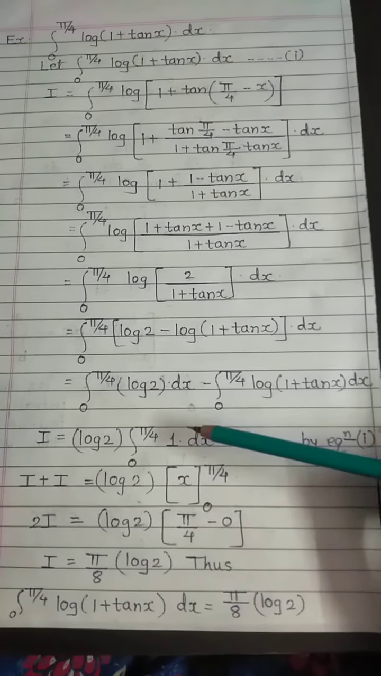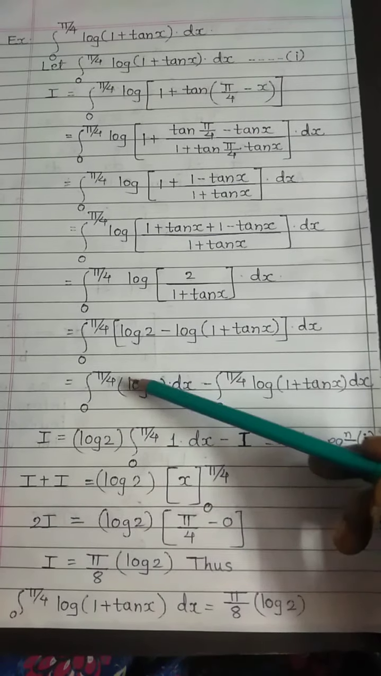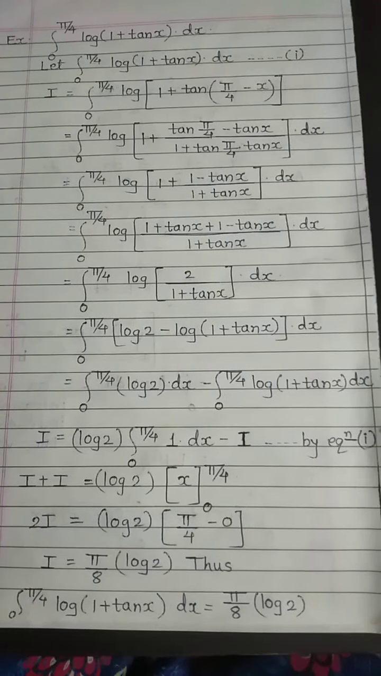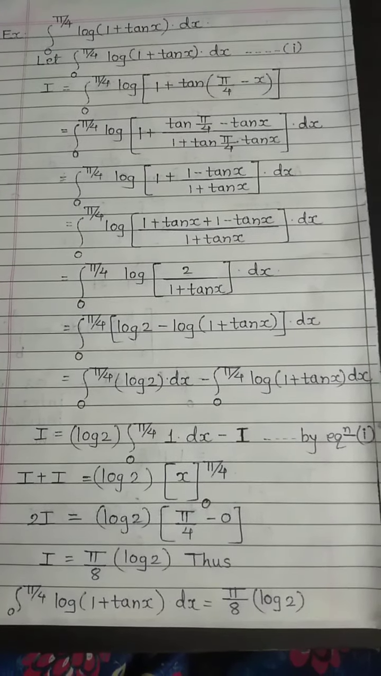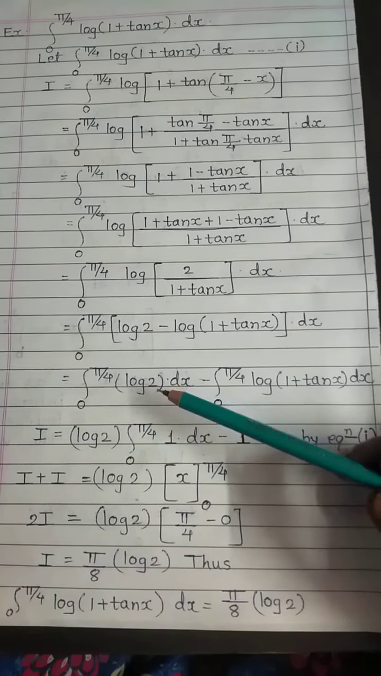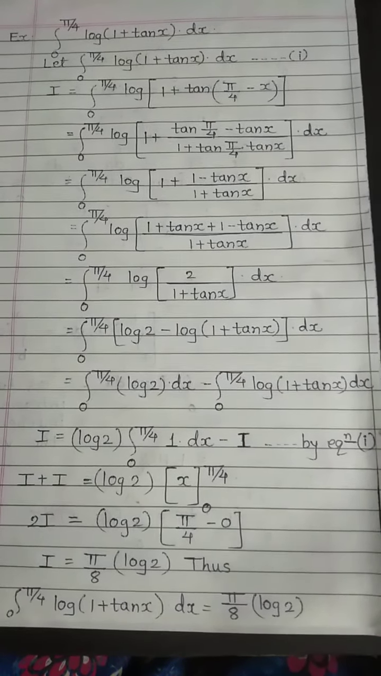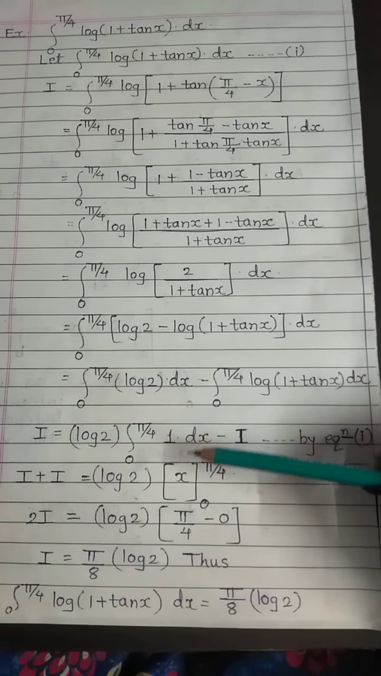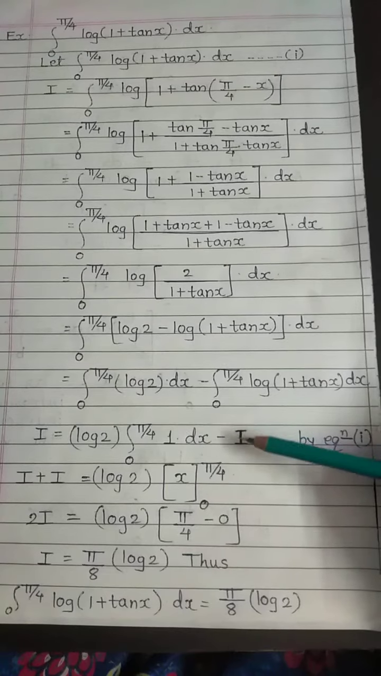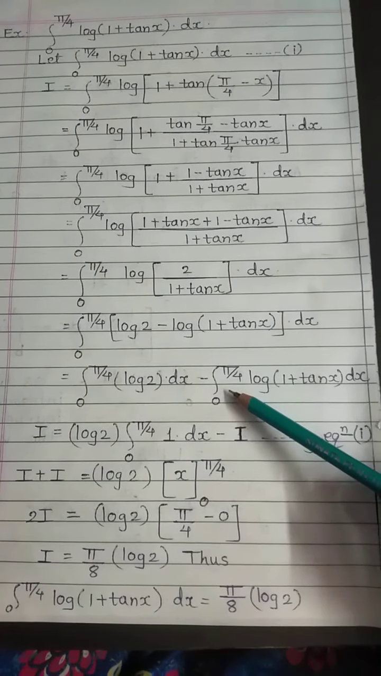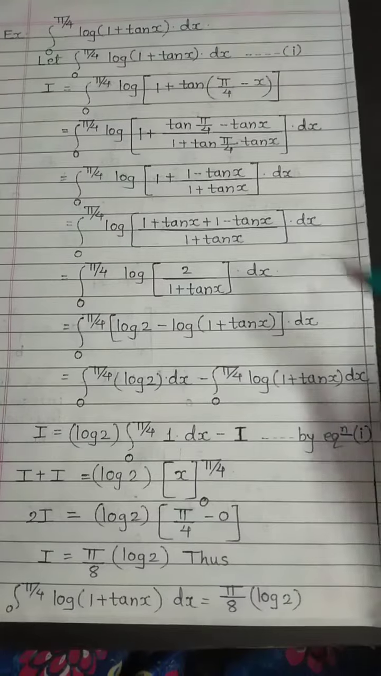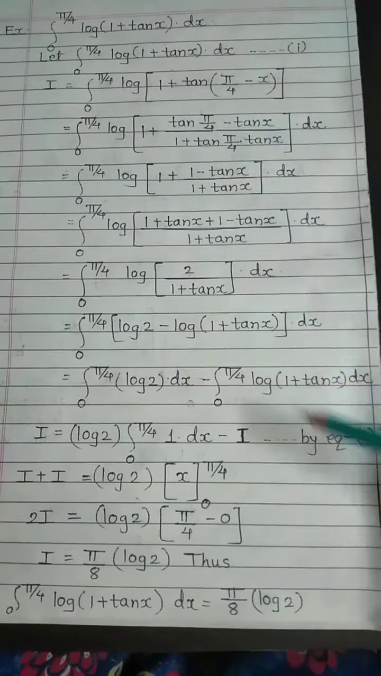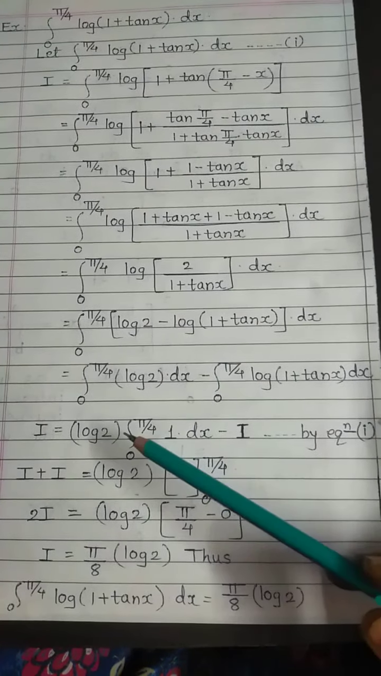Now integrating separately, we will get integration 0 to pi by 4 log 2 dx minus integration 0 to pi by 4 log of 1 plus tan x dx. Now since here log 2 is constant, we can write the log 2 term outside the integration sign. So log 2 into integration of 0 to pi by 4 1 dx minus, if you observe carefully, this is nothing but the integration I, that is the original term. So substituting that I here, we will get this term.